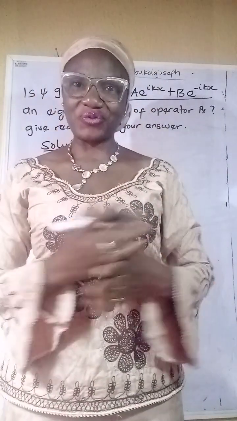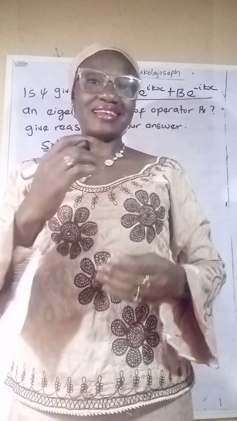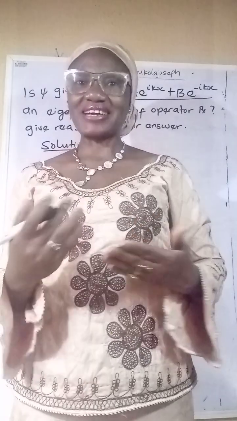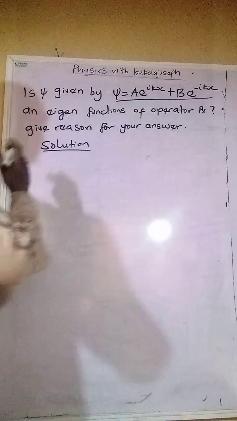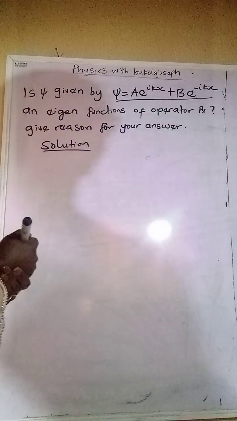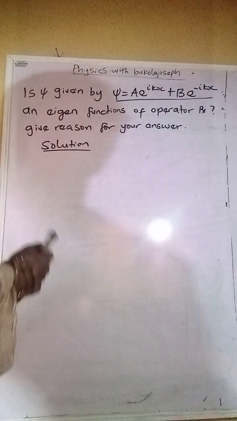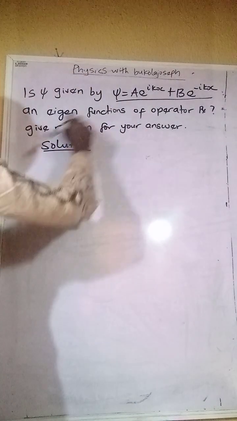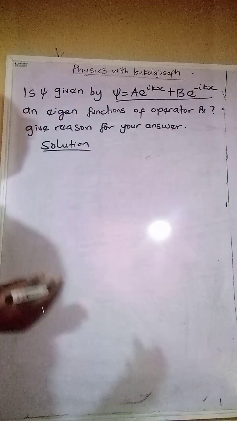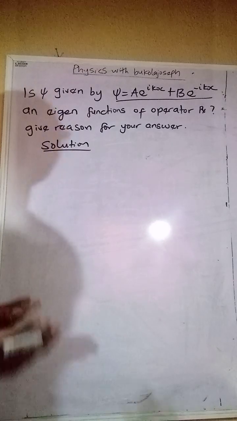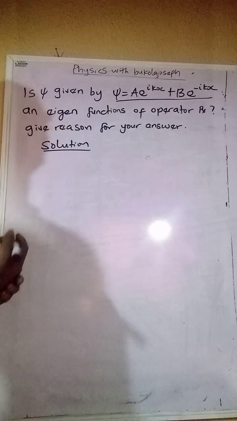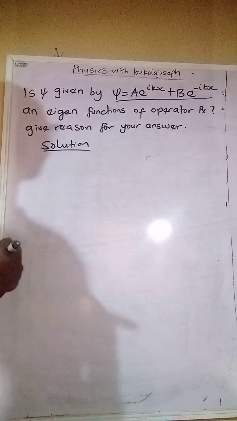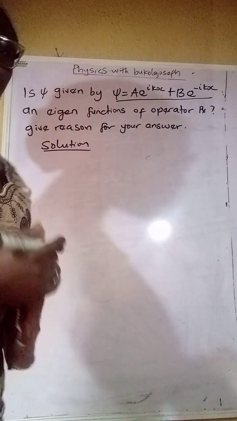So we are going to be solving quantum physics. Let's read the question together and then we'll tackle the problem together as usual. I read: Is psi given by psi equals A exponential ikx plus B exponential minus ikx an eigenfunction of operator px? Give reason for your answer. So let's solve this problem together.